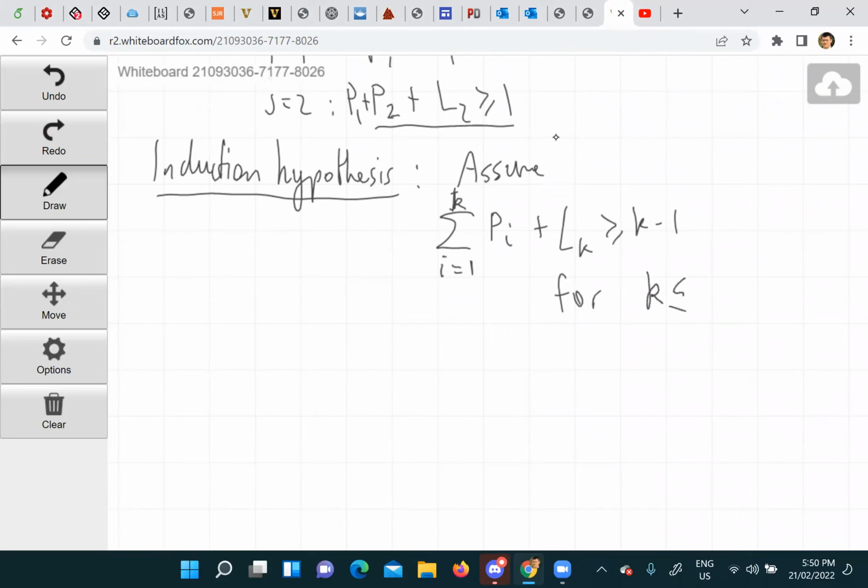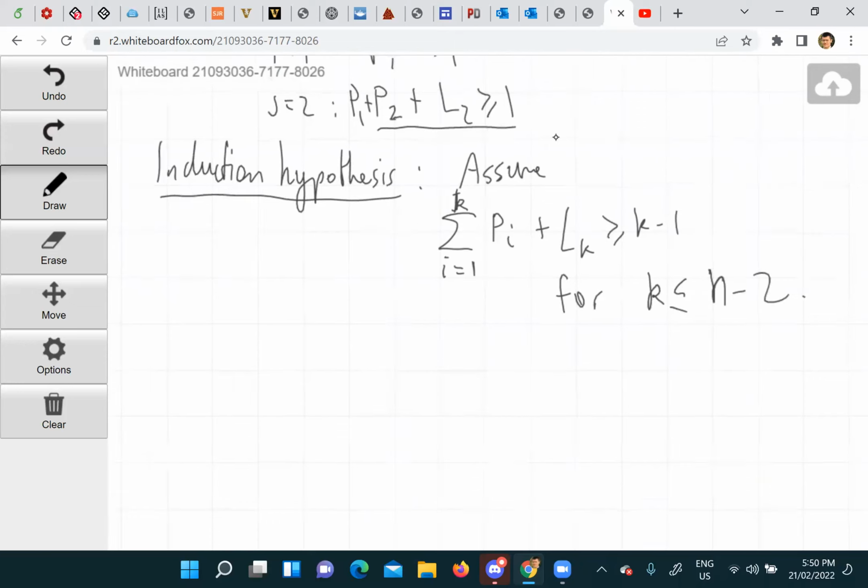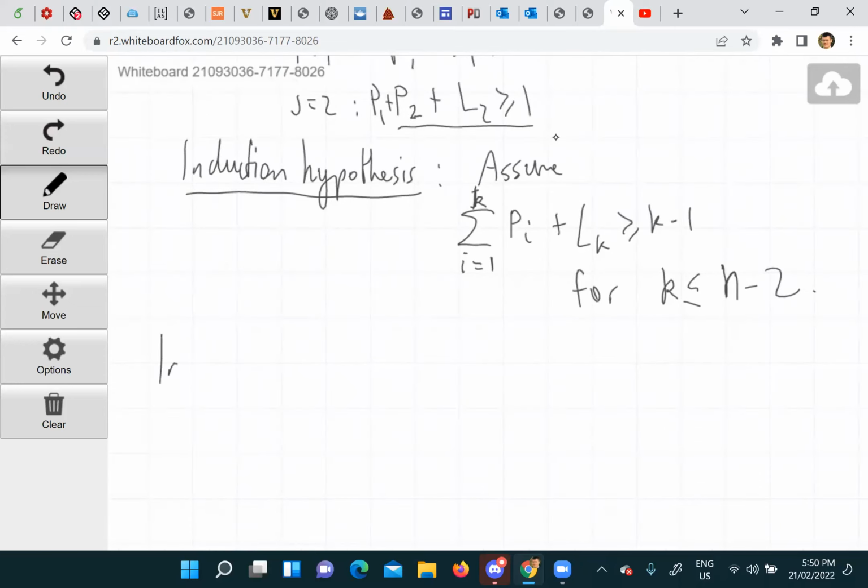We're gonna eat dinner in like 15 minutes. Okay, we're almost there. So for k less than or equal to n minus 2, and then we're trying to prove... So this is the induction step.